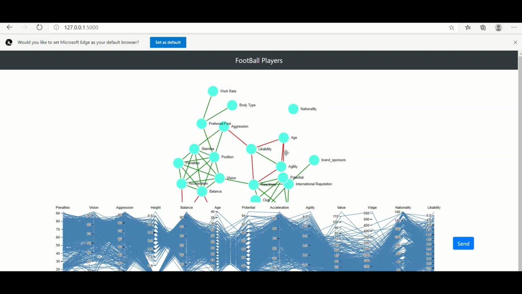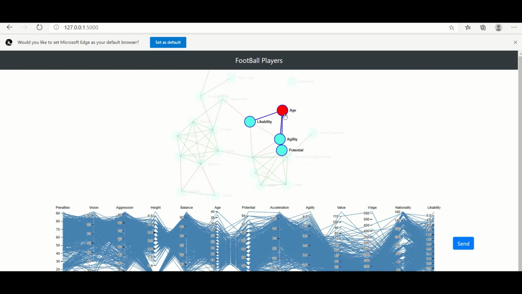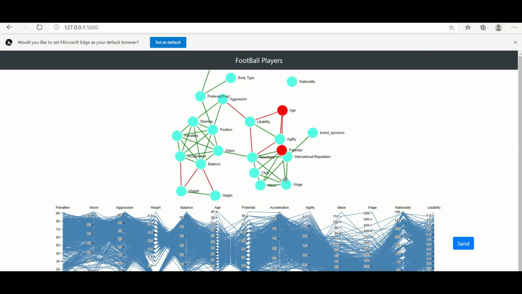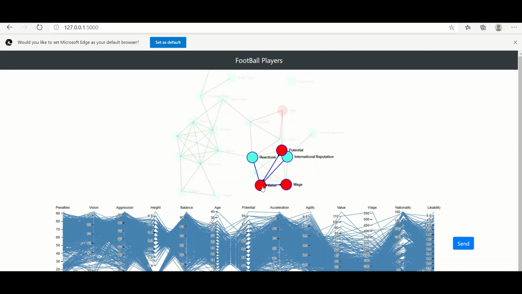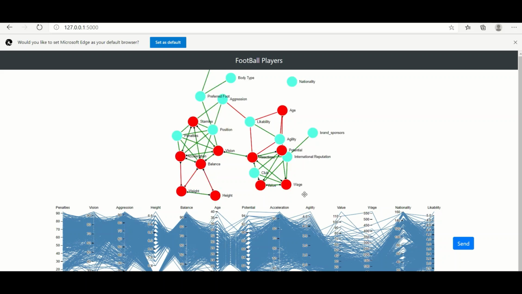Here we can select age, and then potential, wage, value, reactions, vision, or balance. From balance I can go to acceleration, stamina, vision, and come back to weight. From balance I can see if weight is possible, what kind of relation that is, and then height. This is a bigger path than the previous video which we made.